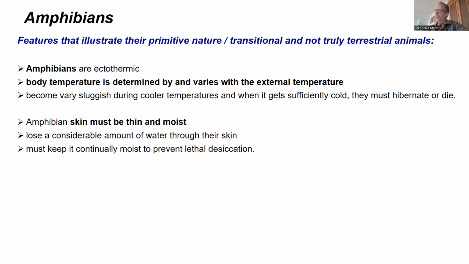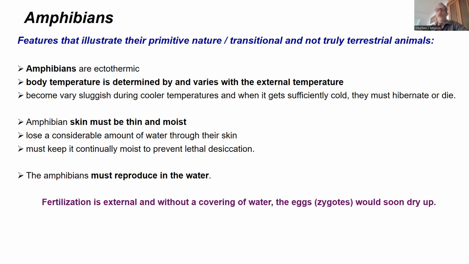Amphibian skin, because of this gas exchange that I mentioned, must be kept thin and moist. Consequently, they lose a lot of water through their skin. And for most amphibians, not all, toads would be a great example of this, but most amphibians must be kept continuously moist. Otherwise, they dry out and this would be lethal to them. What is clear is that reproduction of all amphibians is external, and they must do this reproduction in water. Fertilization without a covering of water would mean that the eggs would dry up.